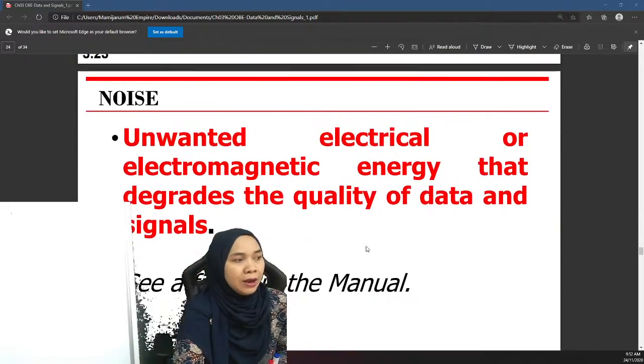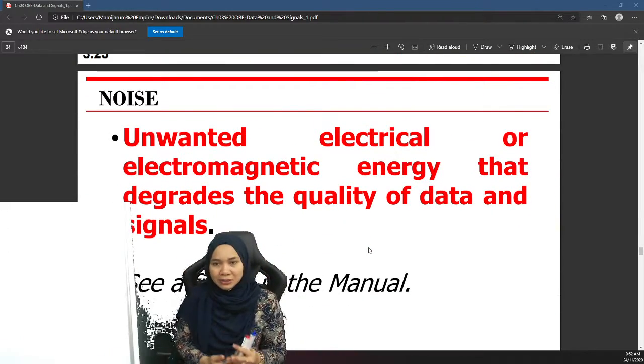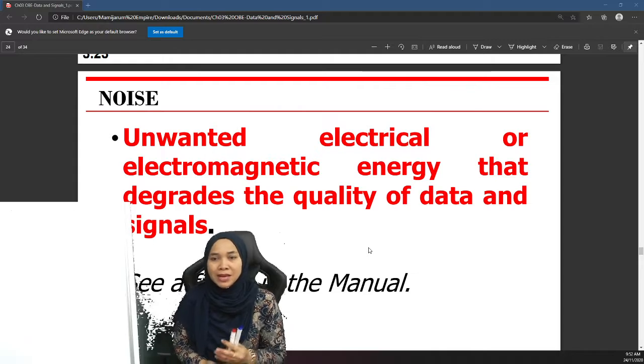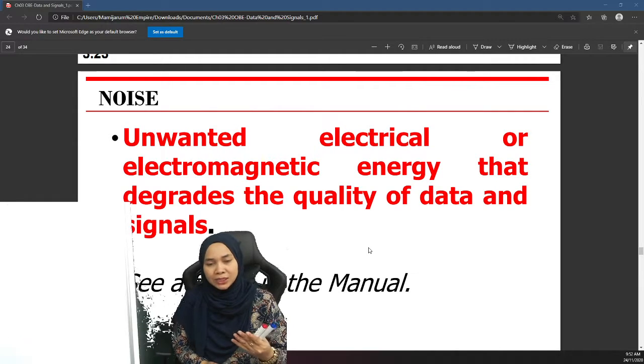Right, what is noise? Noise is unwanted electrical or electromagnetic energy that degrades the quality of the data signal. It is unwanted electrical or electromagnetic energy which will degrade the performance and quality of the network.